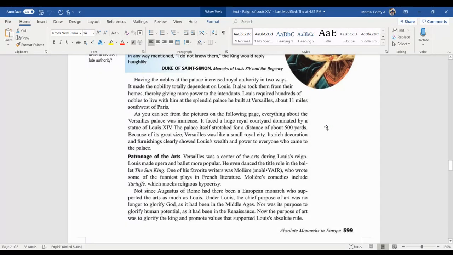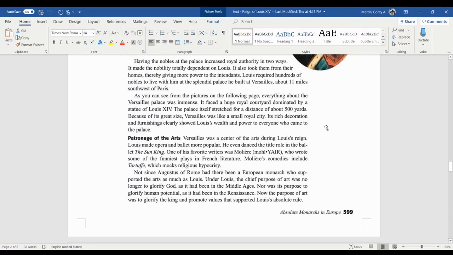Having the nobles at the palace increased royal authority in 2 ways. It made the nobility totally dependent on Louis. It also took from them their homes, thereby giving more power to the intendants. Louis required hundreds of nobles to live with him at the splendid palace he built at Versailles, about 11 miles southwest of Paris.